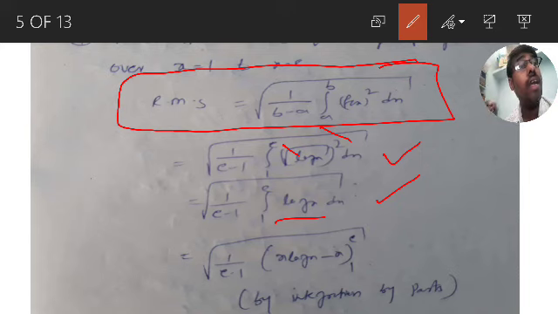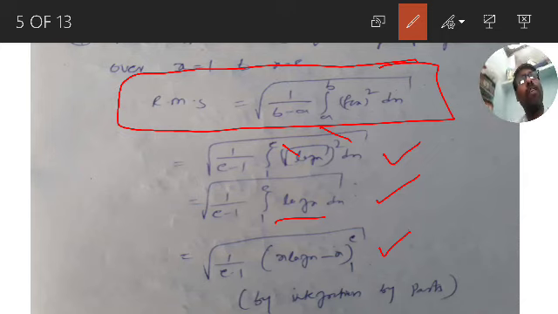Otherwise, apply integration by parts. Log x, you can write 1 into log x. So 1 is algebraic, log x is logarithmic. So logarithmic comes first. u is equal to log x, v is equal to 1. Then apply product rule, that is integration by parts. You will get the answer x log x minus x. So integration of log x is x log x minus x.